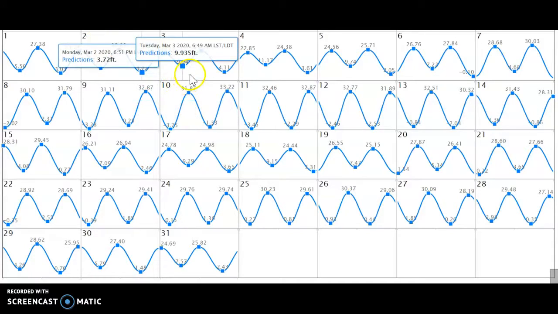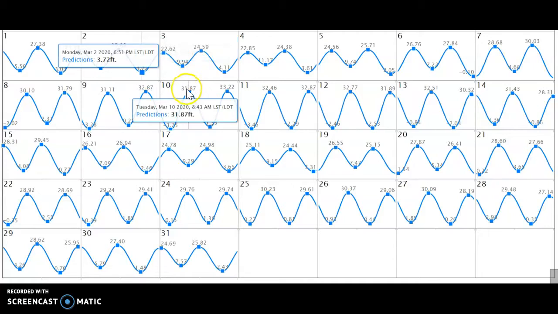You can also see that on here, like if you look at the 10th, right above the 10th, if I hover right here, there are two highs. There's 31.87 is the high and 33.22. So there are two highs and two lows. Here's -3.75 and -1.33. So there are two highs and two lows every single day.